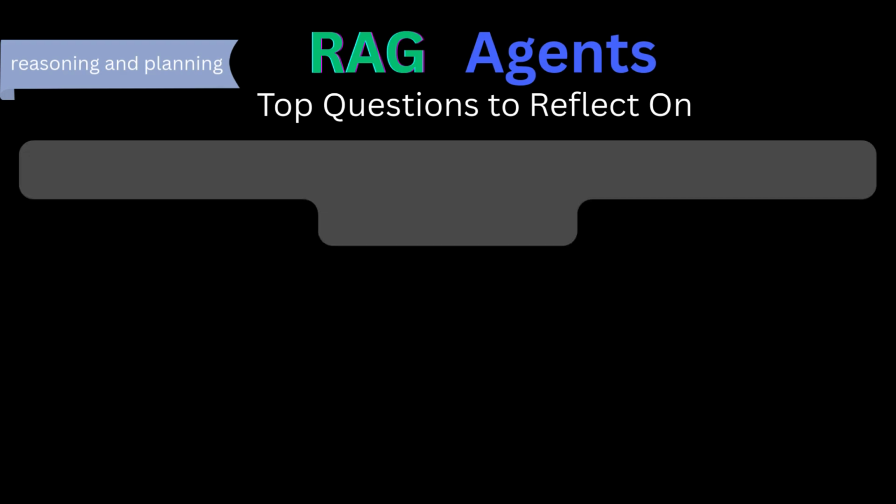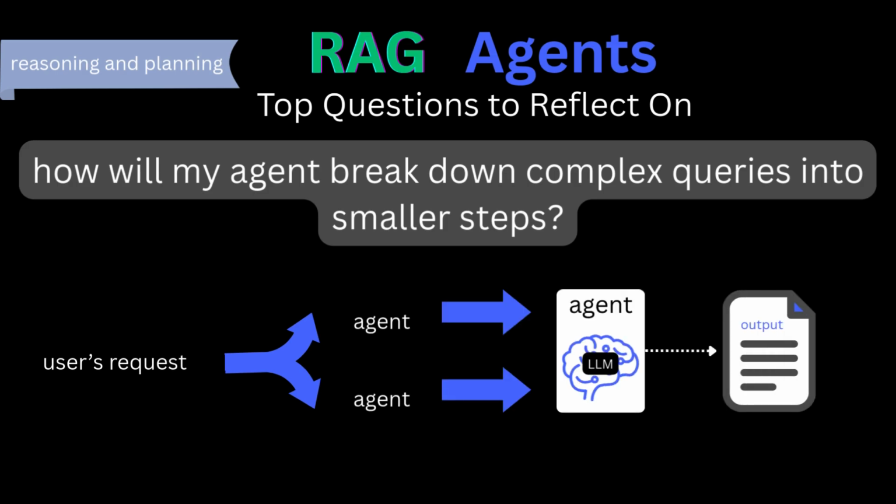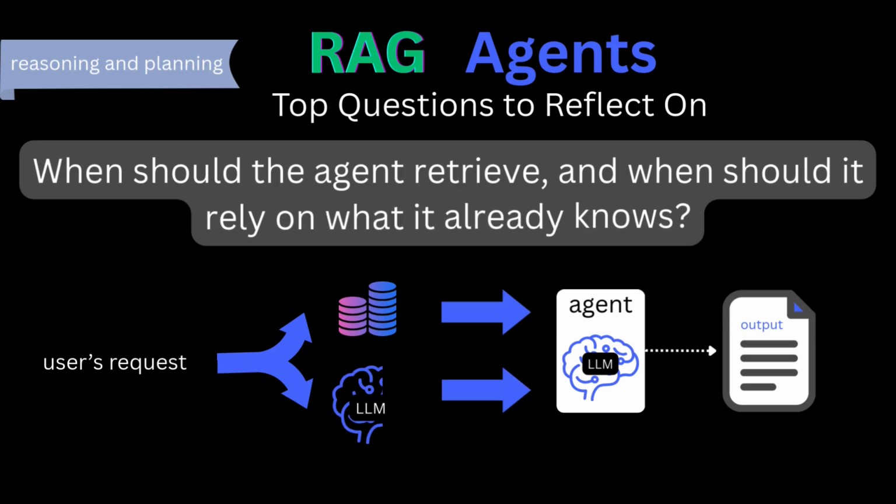So I ask, how will my agent break down complex queries into smaller steps? For example, imagine a compliance officer asking, summarize the new European data privacy regulations and explain how they differ from last year's version. That's not one retrieval, it's two, the old law, the new law, and then a comparison step. That requires planning.